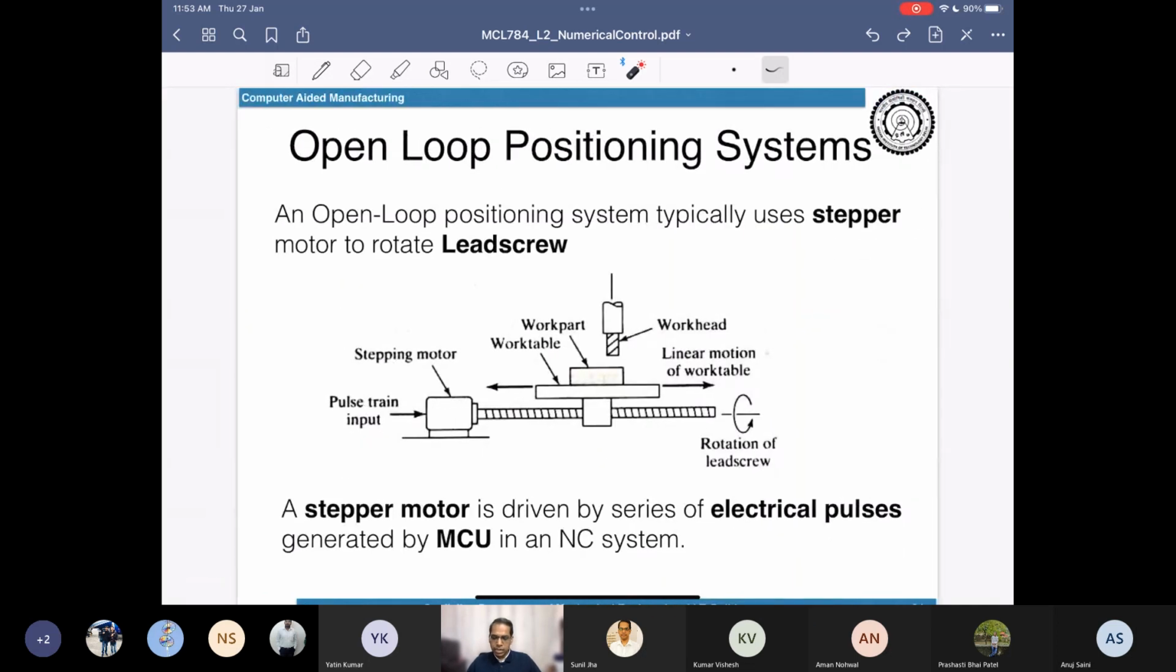In tomorrow's class, we will start understanding open loop positioning, and then we'll discuss closed loop positioning, considering a basic motor configuration and the electrical pulses, how they will be counted, and how they will be used for generating those motions. That is all for today's class. I will be stopping the class here.